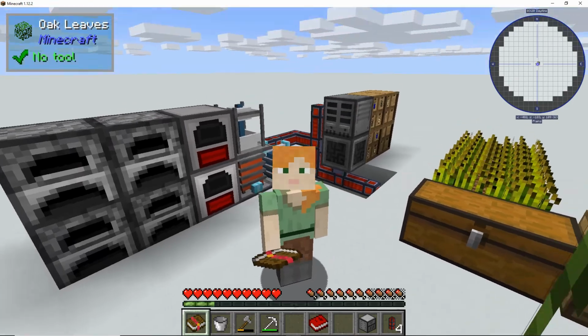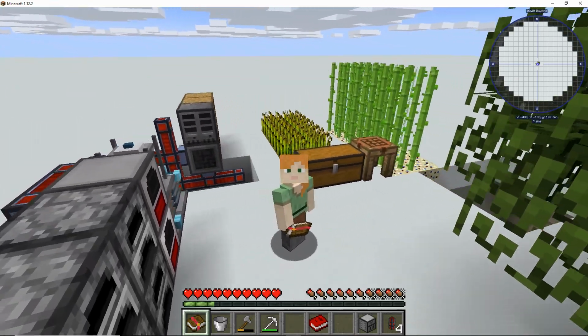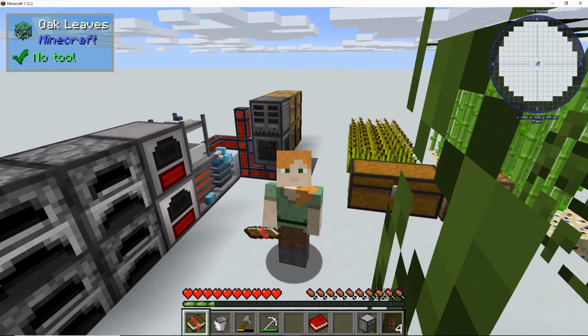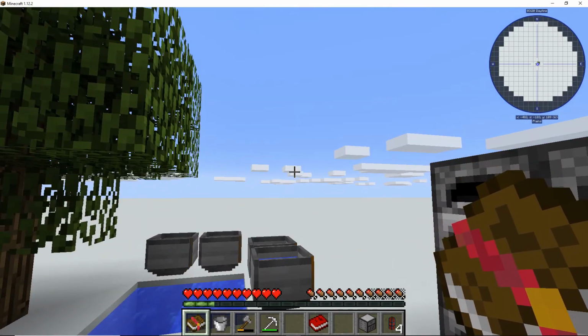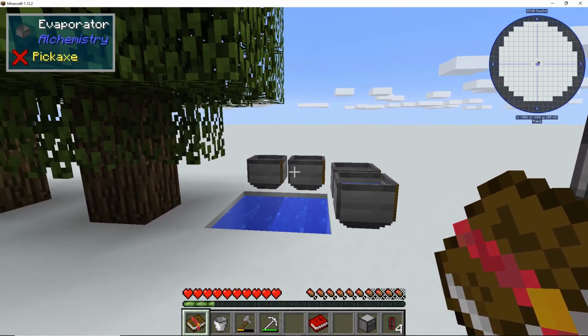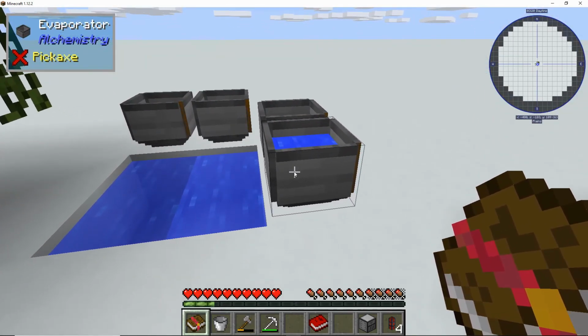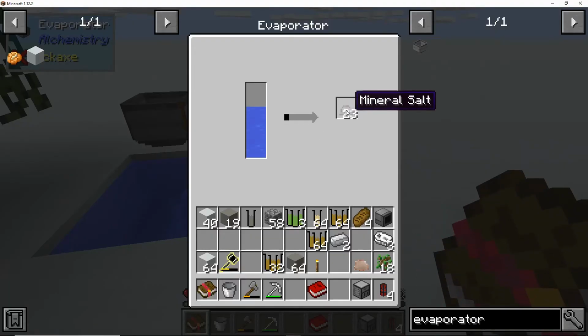We are working with our Antimatter Chemistry. So we have done a few things. First of all, let's have a look. You can see here I have some evaporators, and the evaporators are getting us some mineral salt.